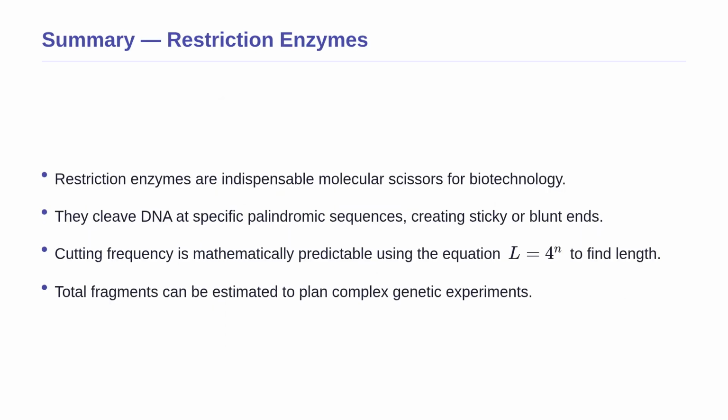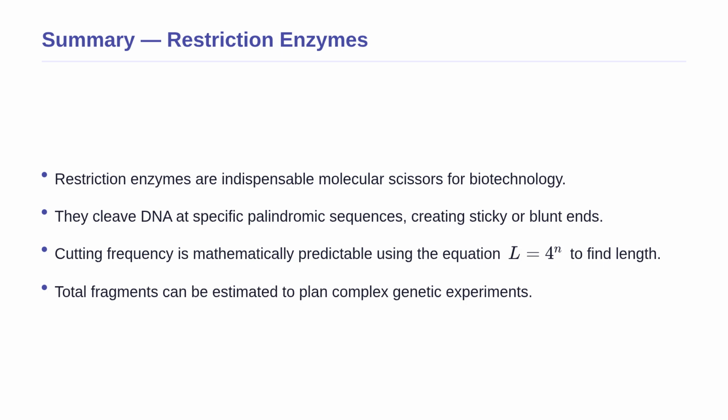We have covered a lot of ground today, so let us review our key takeaways. First, restriction enzymes are the indispensable molecular scissors of biotechnology, allowing us to cut DNA at highly specific, predictable locations. Second, they work by recognizing specific palindromic sequences and breaking the DNA backbone to create either sticky or blunt ends, which can then be glued together with other fragments.